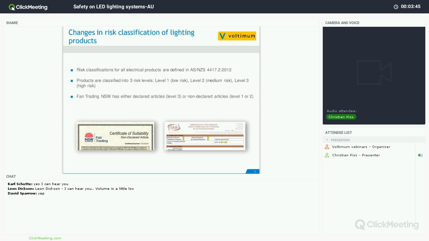Now, Fair Trading New South Wales has a slightly different distinction with the risk classifications, because they're not fully aligned in relation to things concerning ERAC and so on, which I will talk a little bit about as well. But basically, they have very similar categories. Products are either a declared article, basically a level 3 high risk product, or a non-declared, basically a level 1 or 2.